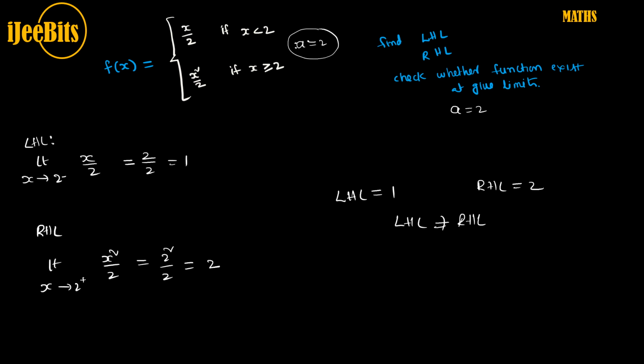Are you clear? So for a given interval, they are describing the f of x function, how it behaves at a equal to 2 at the limit, and then the x less than 2 value and x greater than 2 value are given. So the behavior can be defined by LHL and RHL. If both values are finite and not equal, then you would say the function does not exist at a given limit. Clear?